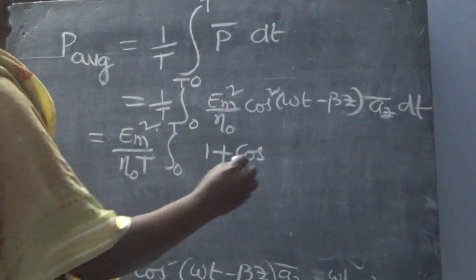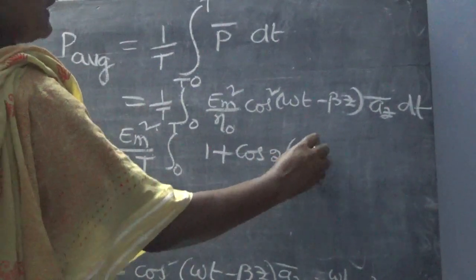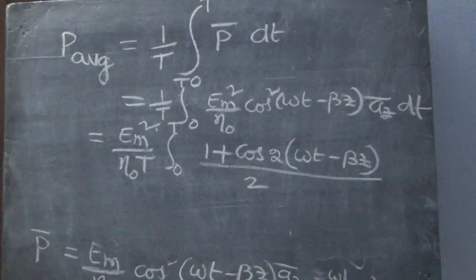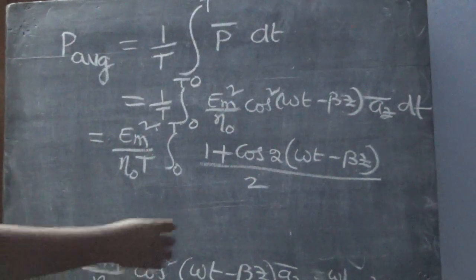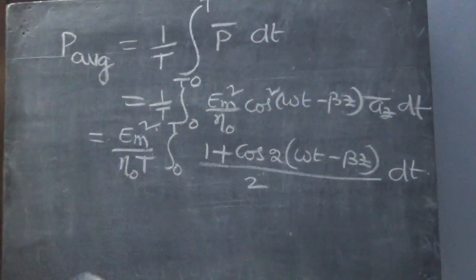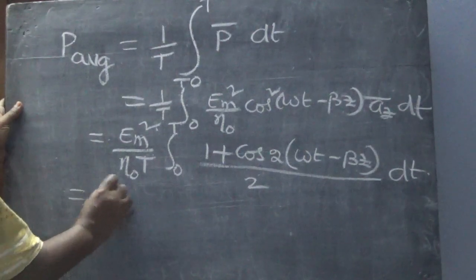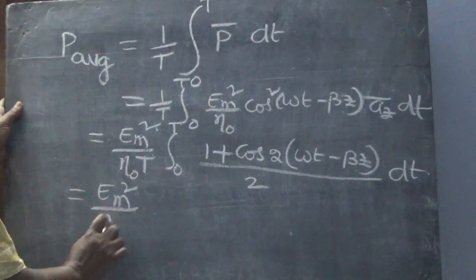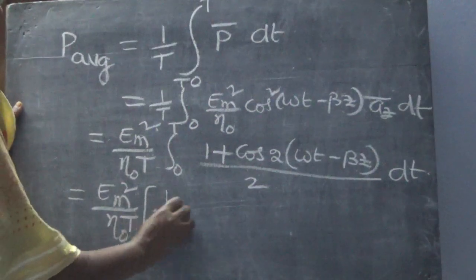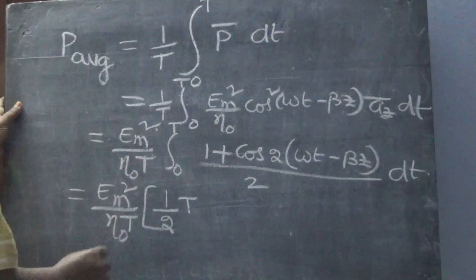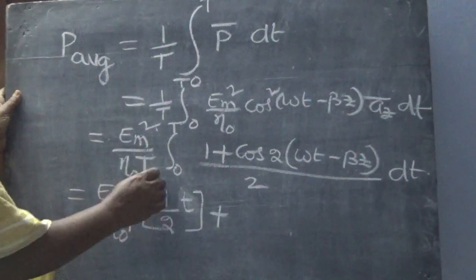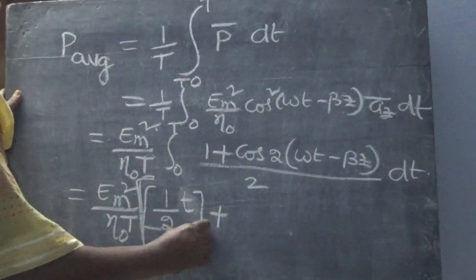1 plus cos 2 times (omega t minus beta z), divided by 2. ఇది ఫార్ములా, 1 plus cos 2 theta by 2. అది మనకు వచ్చిన కన్వర్షన్. So dt. So what will I get? Now I separate this. So what is the value of P average? Em square by eta naught into 1 by T into the integral of 1 by 2, that is nothing but 1 by 2 into T, అదే కదా, with respect to T. దీని ఇంటిగ్రేషన్ అయిపోయింది. ఇప్పుడు లిమిట్స్ 0 to T అప్లై చేయాలి.